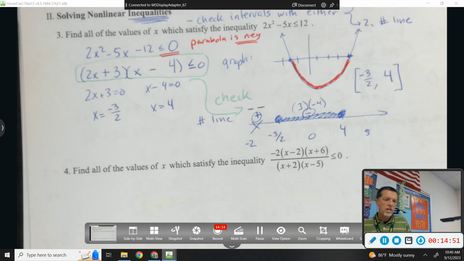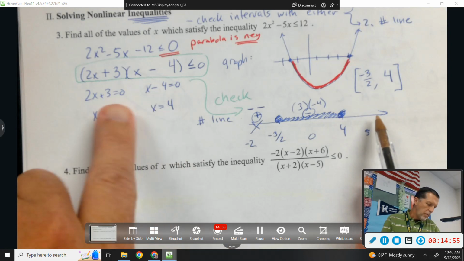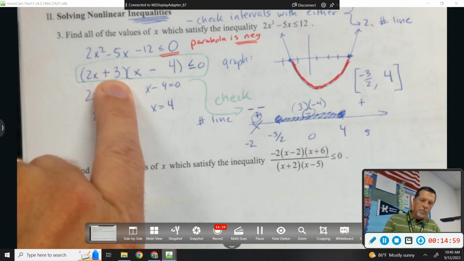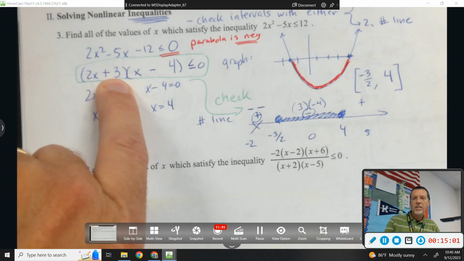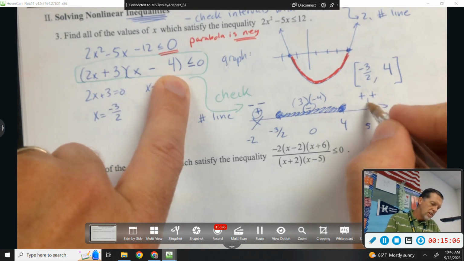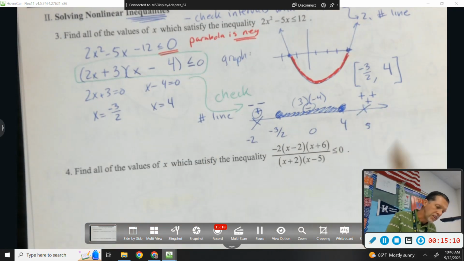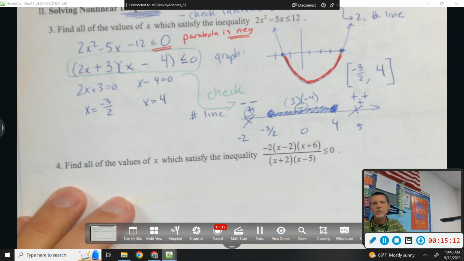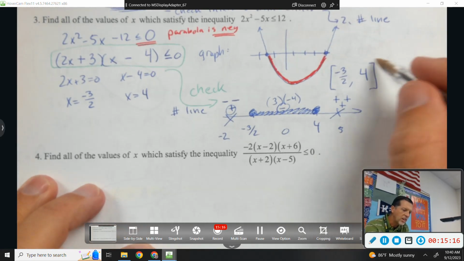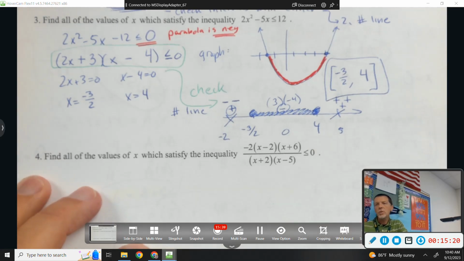Have a great day. So I'll shade that region. If I plug in 5, I get 2 times 5 plus 3 is positive. And 5 minus 4 is positive. And positive times positive is positive. But I don't want the positives, I want the negatives, so I won't shade that region. So my region that's shaded is negative 3 halves to 4, including the negative 3 halves and the 4.